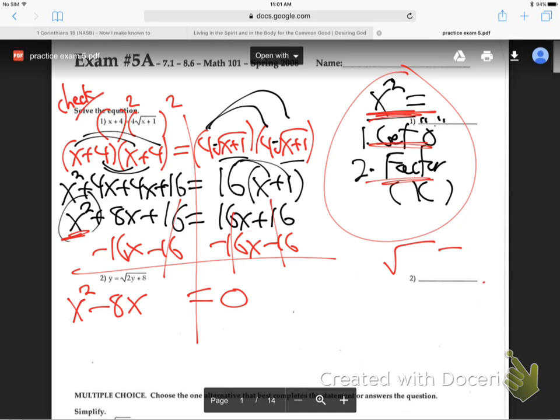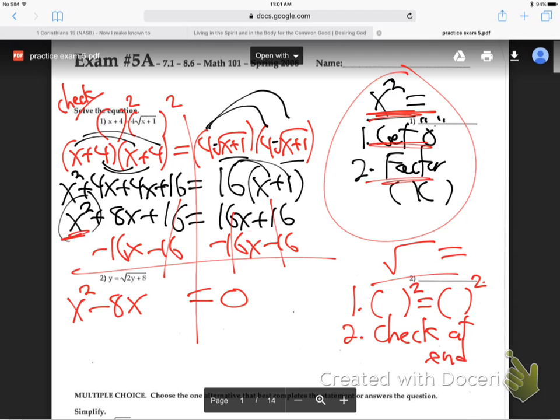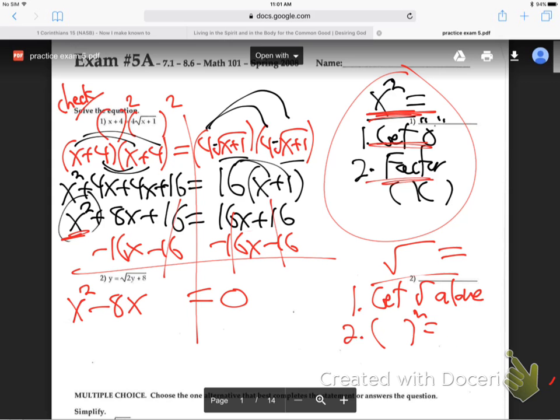Here, I could write root. If you see root with an equal sign, step 1, 2 power both sides. Step 2, check at the end, right? Actually, I'm skipping a step. Let me fix that a little bit. Step 1, get the root alone. Step 2, 2 power both sides, and then step 3, check at the end. So those are the 3 steps for the root ones. Get the root alone, 2 power both sides, and check at the end.